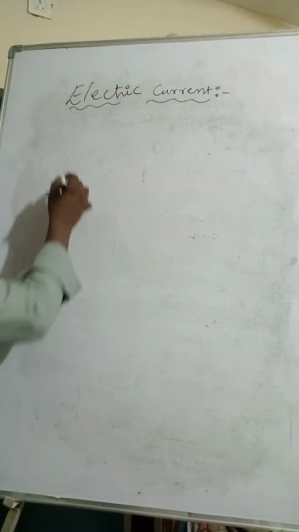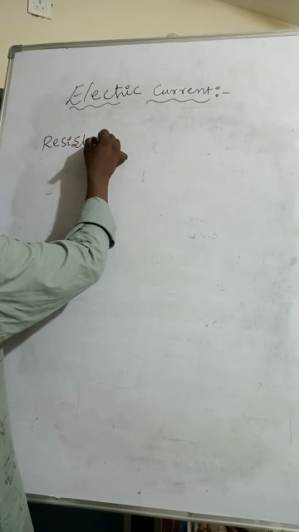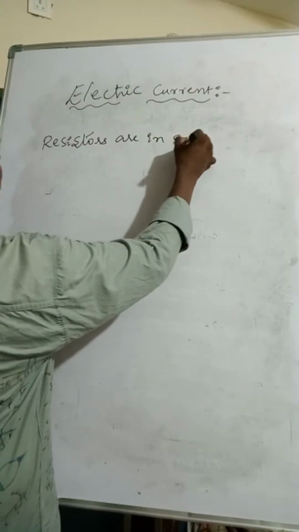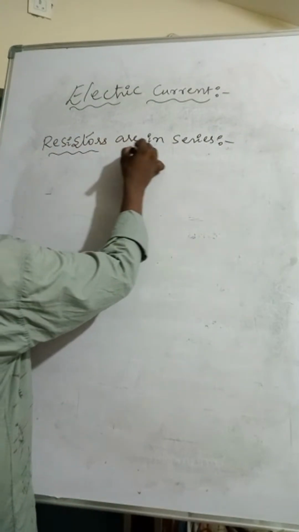So next one, we'll go with resistors in series and resistors in parallel. Resistors are in series. So I'm considering it like this.